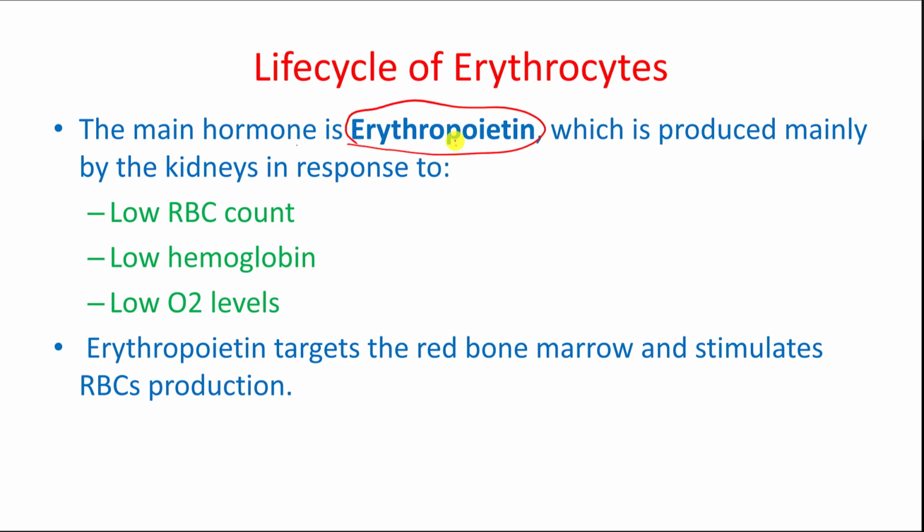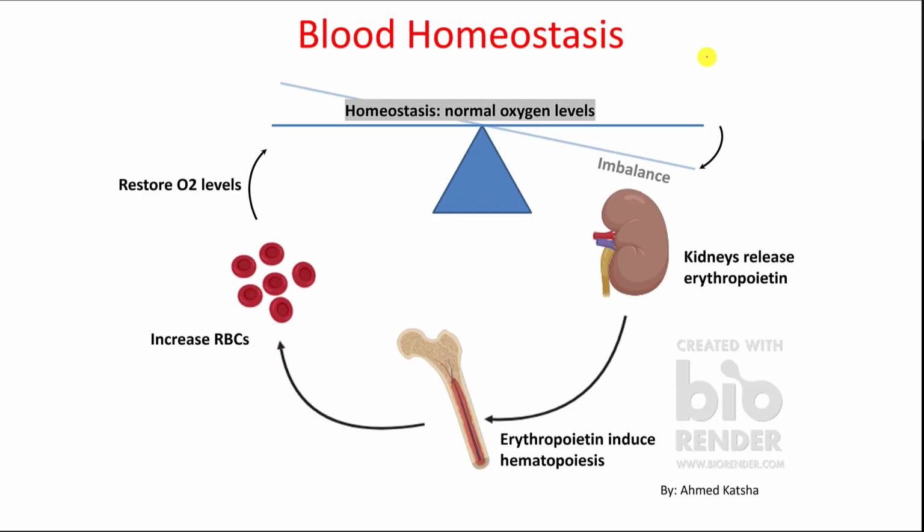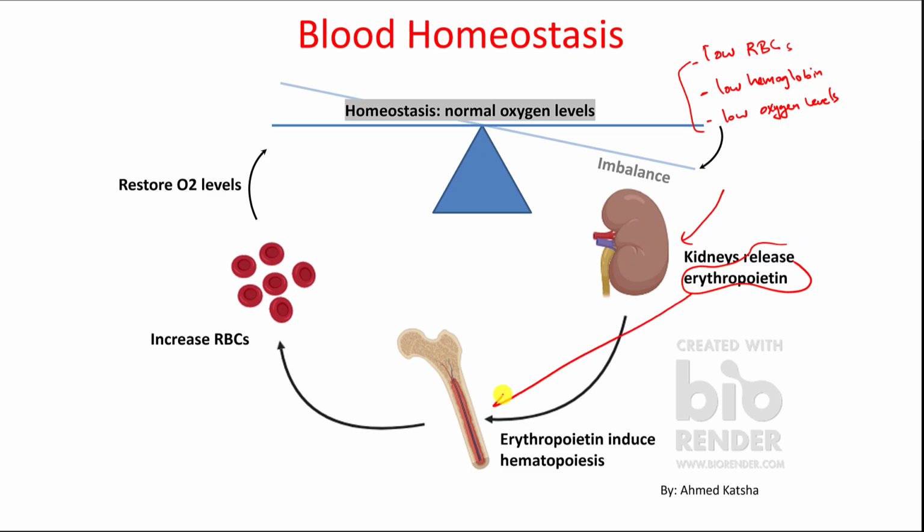So erythropoietin is a hormone produced by the kidney in response to either a low red blood cell count or low hemoglobin or low oxygen levels. So once we have either a low red blood cell count or low hematocrit or low hemoglobin or low oxygen levels, okay? So either one of those factors will be sensed by the kidneys, and the kidneys would release erythropoietin. Erythropoietin targets the bone marrow, that is where we have the hematopoiesis, and that would lead to increased production of red blood cells, which would restore the oxygen levels or restore the count of red blood cells or the low hemoglobin.